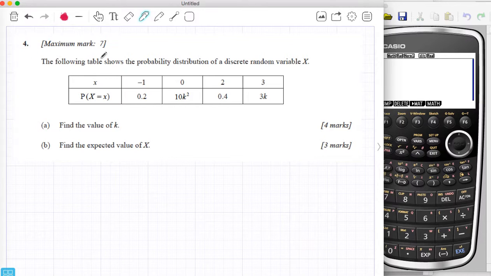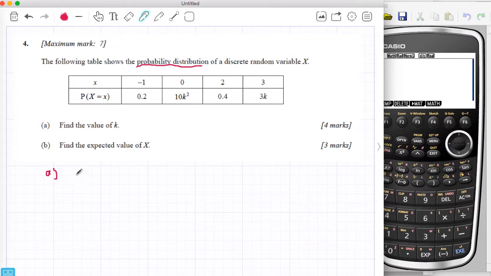It's question 4, so I've already done a couple of questions on the exam paper. It's worth 7 marks. It should be relatively straightforward. So I've got some values of x, and these values here are probabilities. So all of these values must add together to give me 1. So I'm going to do A, it's worth 4 marks.